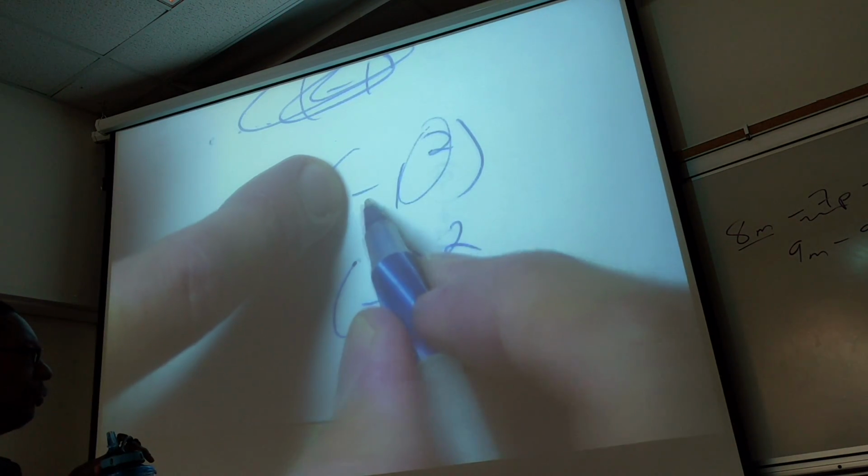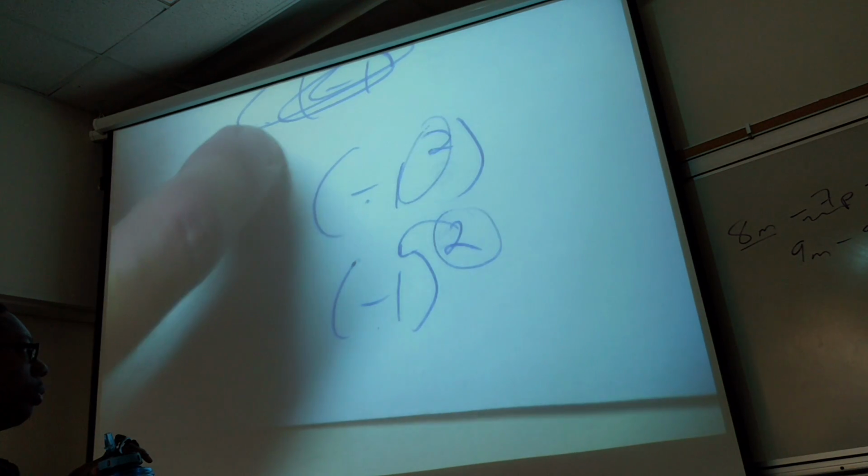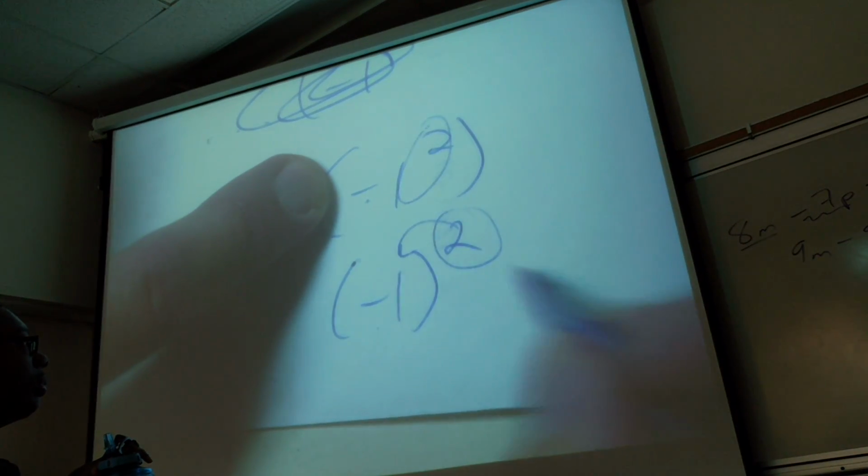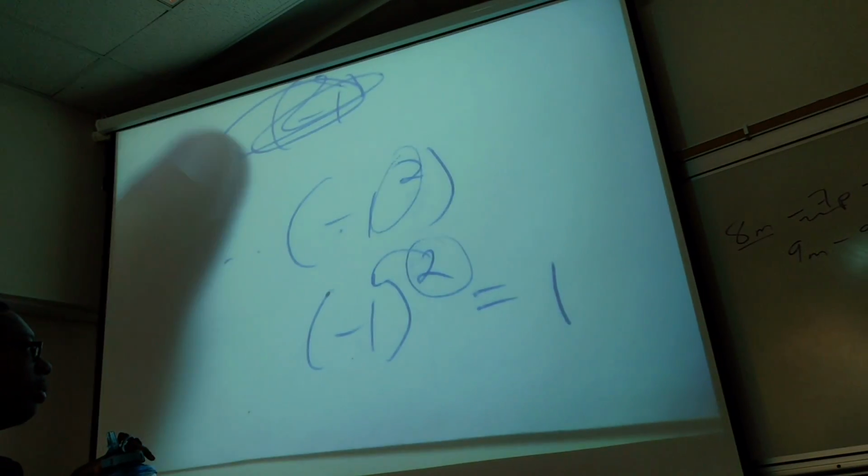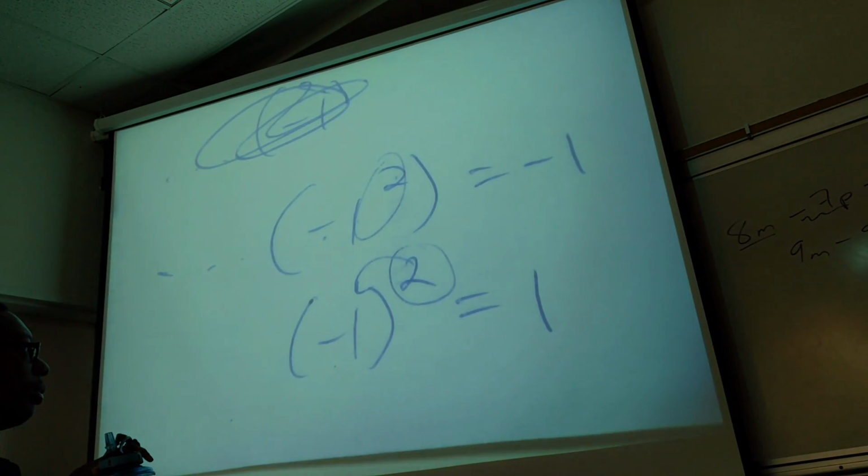Here, I square, and then I do the negative. Here, I square negative, both of them. So here, the negative cancels, and I get 1. Here, square 1, I get 1 with a negative 1. Oh, okay. Okay, good.